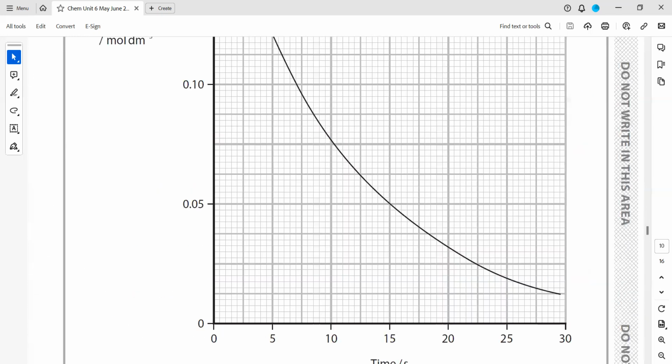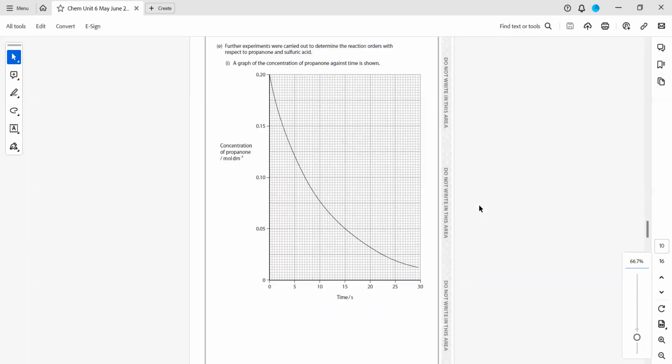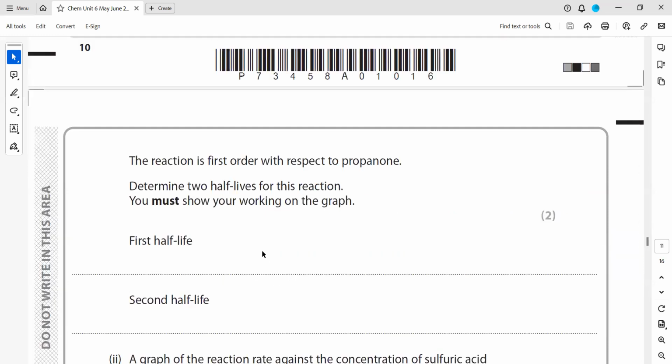So how can we work out the half-life? Half-life is the time taken for the concentration to become half of the original. So initially, for example, we have 0.2. We'll find how much time it will take to become 0.1. That time will be the half-life. And in the same way, if we have 0.1, how much time will it take to turn to 0.05? That will be the second half-life. And you have to show this on the graph and state the results in this part.